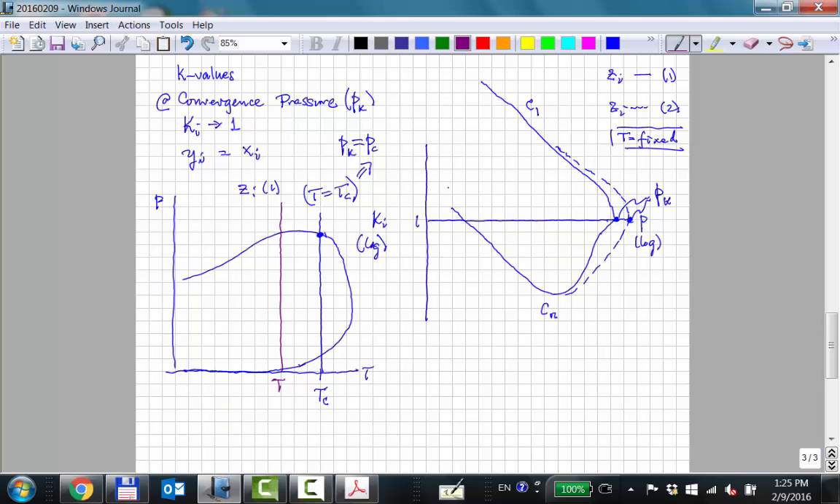So, because it's a higher temperature, this is going to be looking like that. And it's going to turn around. But now, what could very well happen is that it might get a convergence pressure out here. But this is the bubble point, right, of that composition at that temperature. And that pressure might be down here.